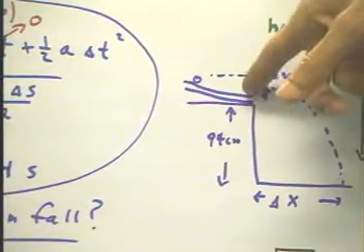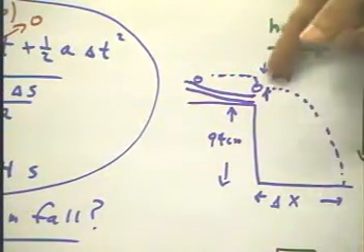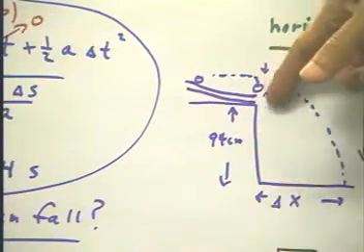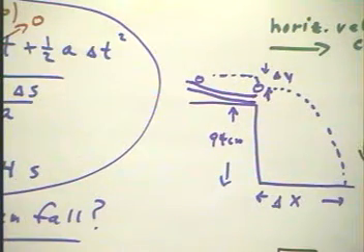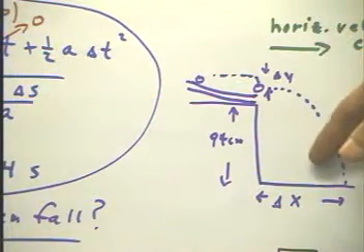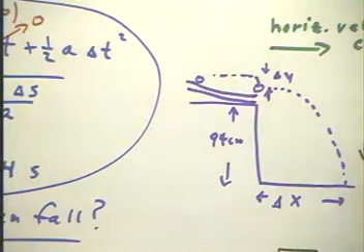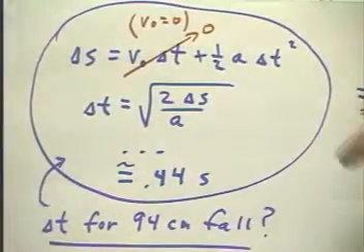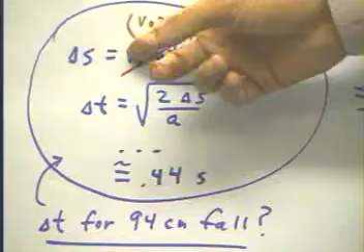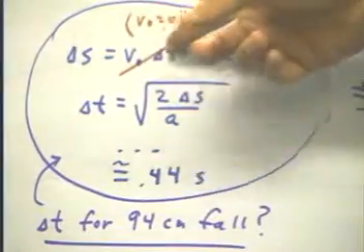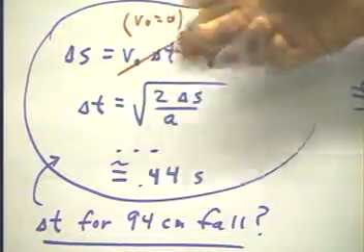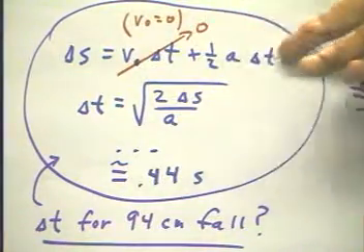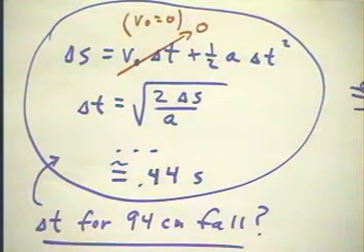If an object falls 94 centimeters, the vertical motion is characterized by the fact that the vertical velocity is 0 at the instant the ball leaves. So vertically, we start at velocity 0 and accelerate downward at 9.8 meters per second squared, or 980 centimeters per second squared, until the ball strikes the floor 94 centimeters below. We know delta s, we know v naught to be 0, which allows us to get rid of this term because 0 times delta t is 0. So the right-hand side just becomes 1/2 a t squared, and we know the acceleration to be 9.8 meters per second squared.